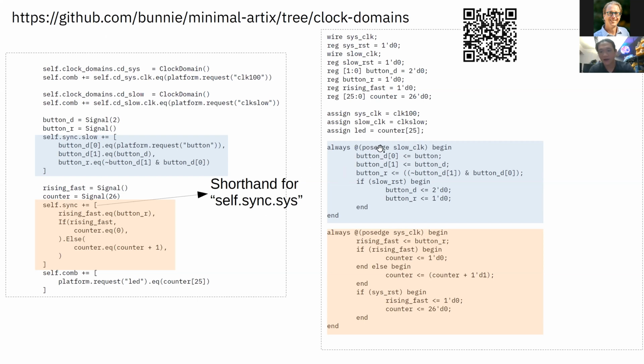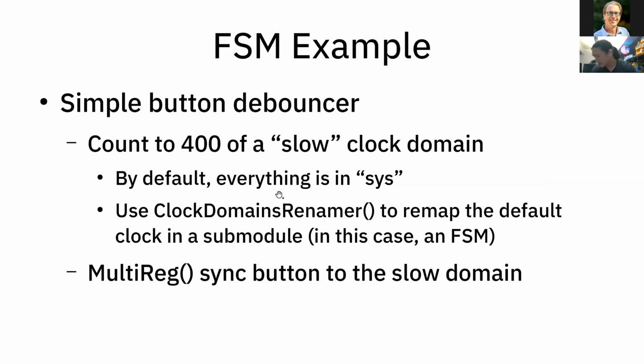We have an always at posedge on the slow clock, and then this sort of orange region here, we have the always at posedge on sys clock, and these two clock domains are inferred accordingly. So not only can this do simple statements, you can actually do more complex stuff like finite state machines. So here I'll give you a short example of that.